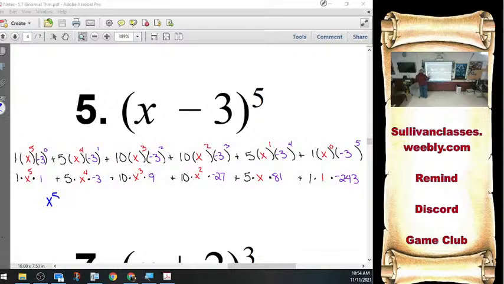Getting x to the 5th minus 15x to the 4th plus 90x to the 3rd minus 270x squared plus 405x minus 243.